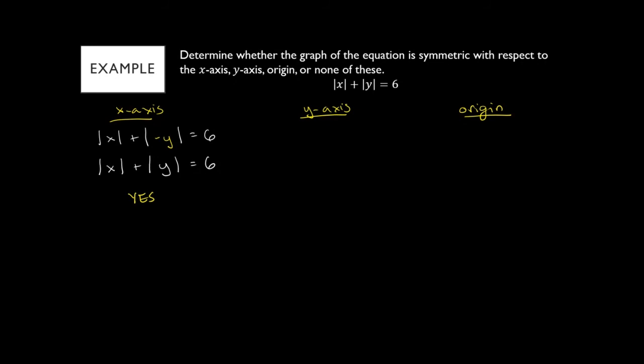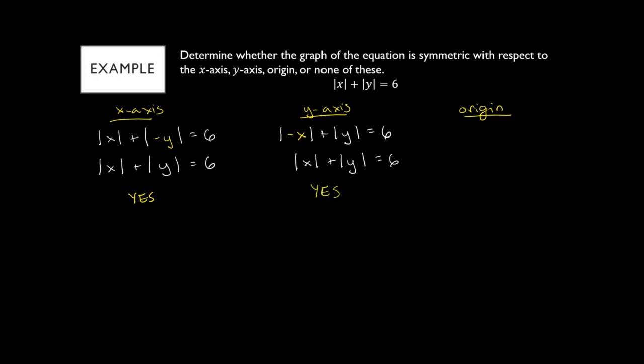And you'll see that for y-axis symmetry, you plug in a negative x, and you're going to have the same thing because there are patterns here. You're going to see that the negative we plug in, inside the absolute value, is going to cancel out. And that will just give us the absolute value of x plus absolute value of y equals 6. And now again, we have the same equation out. And so we also have y-axis symmetry.